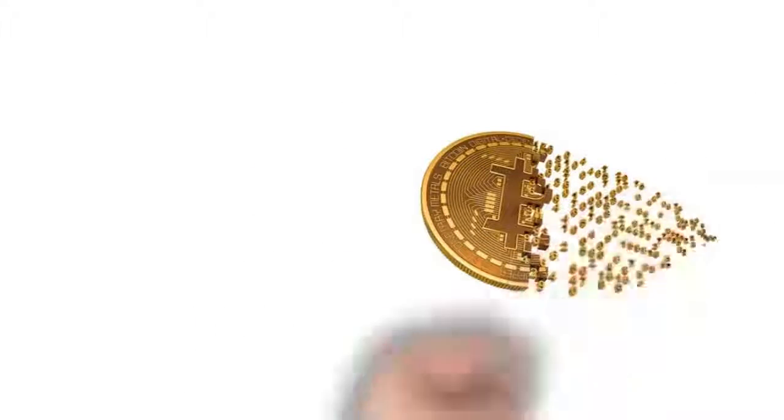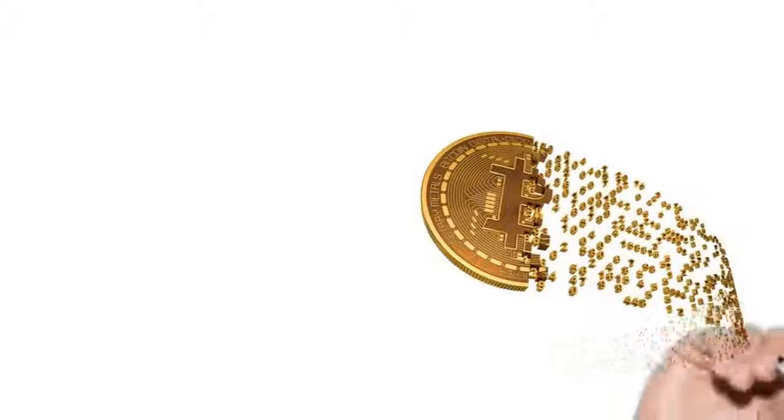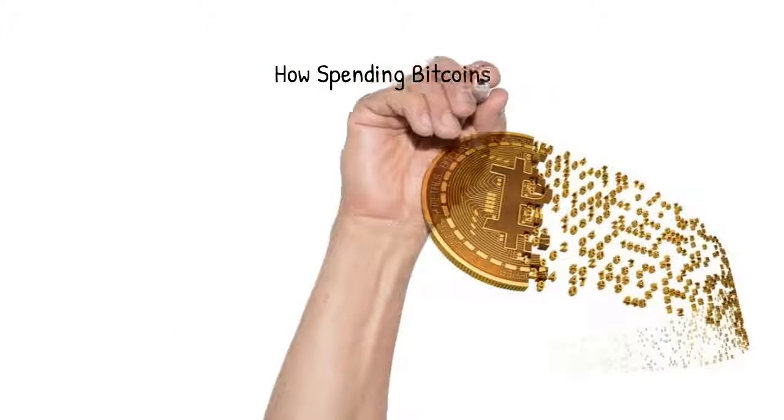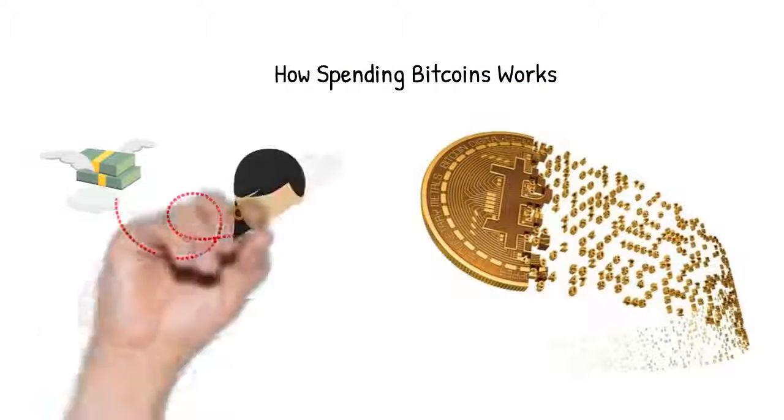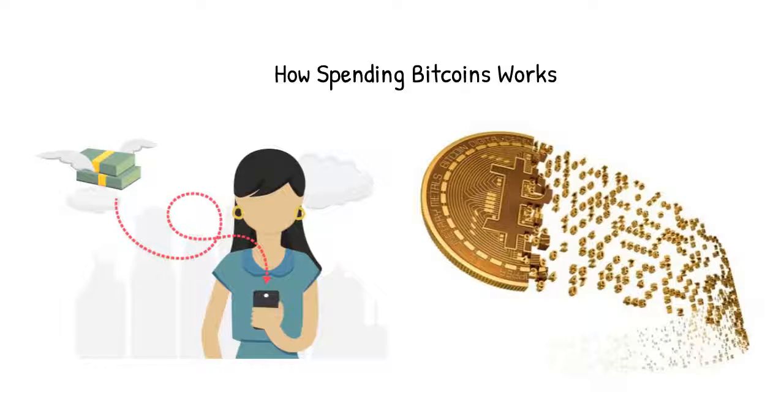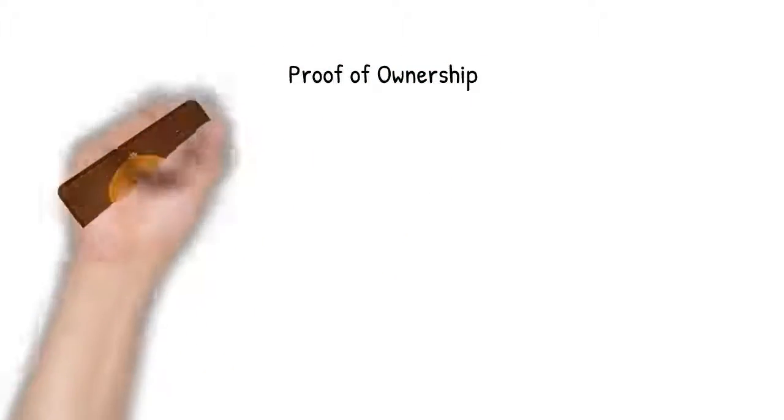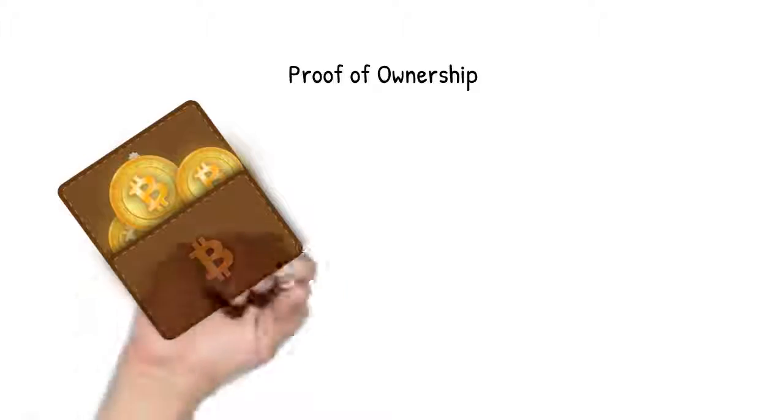The act of spending Bitcoins is broadcasting a message to the whole network that you want to send Bitcoins to someone's public address. In order to accomplish this, you must confirm three things. First, you have to prove those Bitcoins actually belong to you.